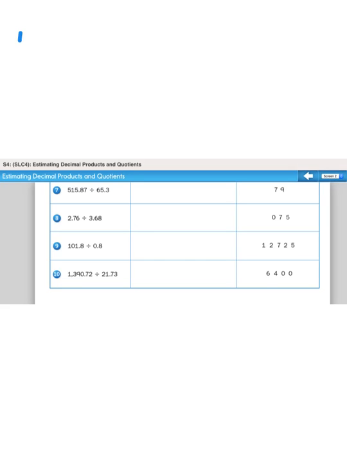Number 4, we're going to round 4.85 to 5, and we're going to round 0.6 to 1, which gives us an answer for our estimate of 5. So your decimal should be 2.91, because that's going to be the closest way to do it with an estimate of 5.